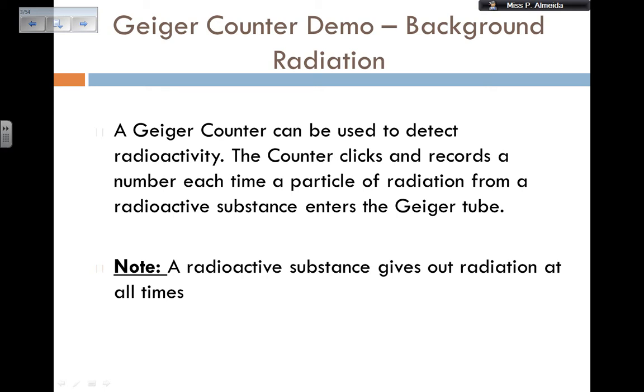Now, hopefully you will have a demo at school that can show you this, but if not, I'll have an activity or an animation that tells you how it works. So, a Geiger counter can be used to detect any type of radioactivity, and the counter clicks and records a number each time a particle of radiation from a radioactive substance enters the Geiger tube, the detector, okay? And just so you know, a radioactive substance gives out radiation at all times.